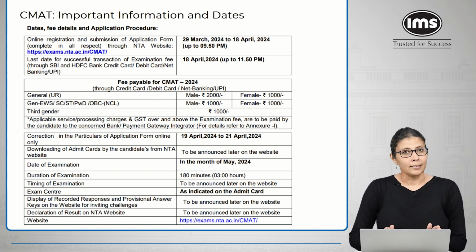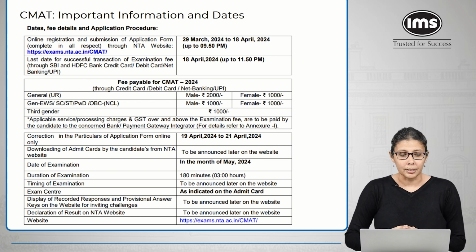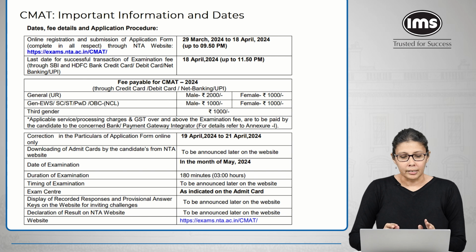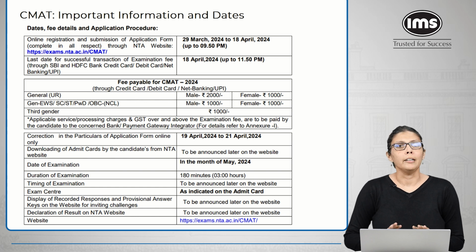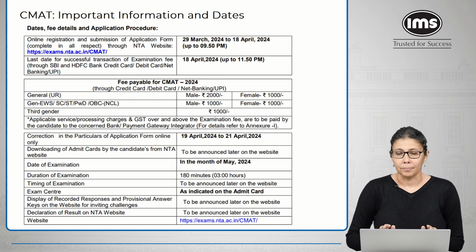The timing of the exam is yet to be announced. The exam center will be displayed on the admit card. So this again, of course, you will find out later. And as you can see, the declaration of result is also going to be announced at a later date. So some of the details are already there, and these are the ones that you need to pay attention to. Make sure that you fill the form ahead of time before the 18th of April and go through the entire video before you start filling up the form.